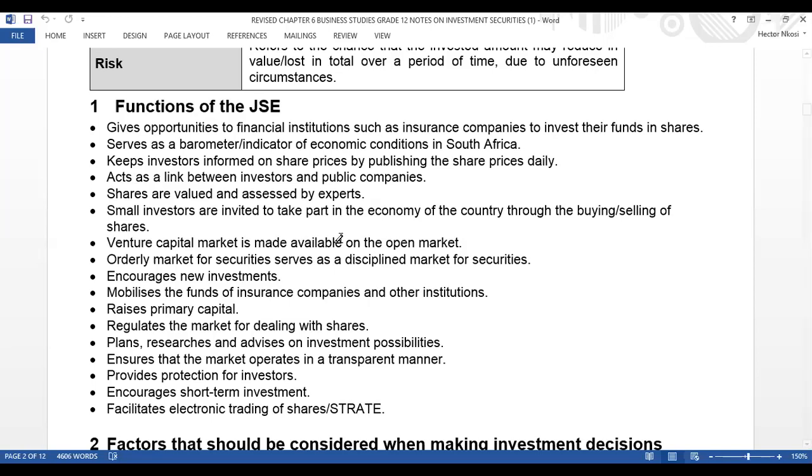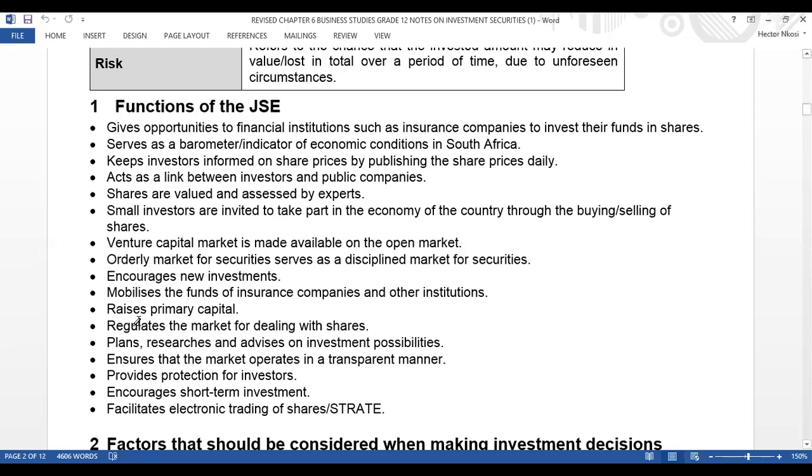Shares are valued and assessed by experts. Small investors are invited to take part in the economy of the country through buying or selling the shares, right? Also, boys and girls, the venture capital market is made available on the open market. The orderly market for securities serves as a disciplined market, which encourages new investments and mobilizes the funds of insurance companies and other institutions.